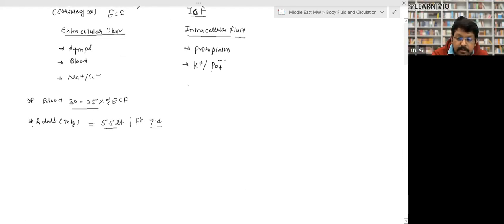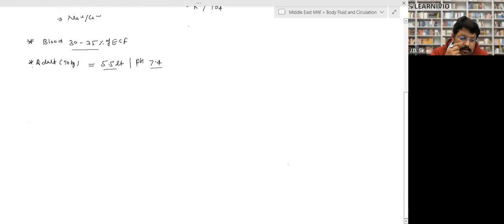Next. Now come to the plasma. This question I have asked in one of the exams. Now plasma. Plasma means blood plasma, right? Plasma is alkaline, non-living constituent. Please underline non-living.